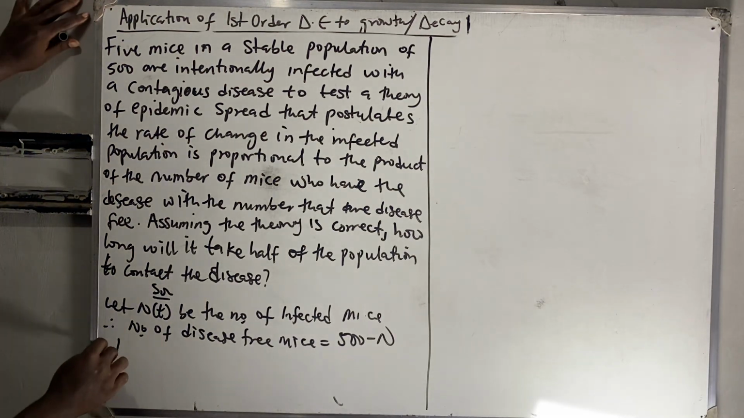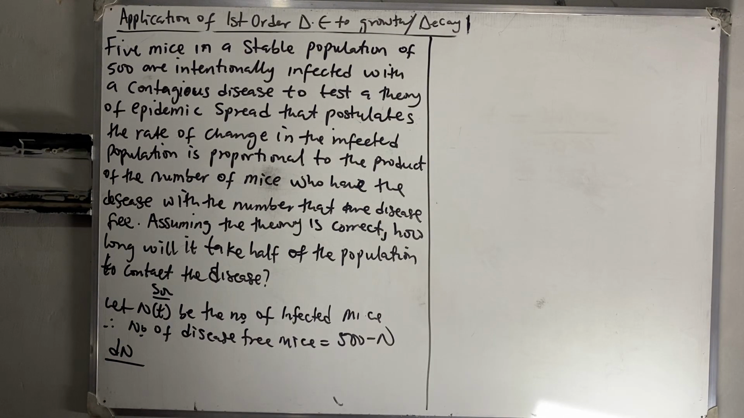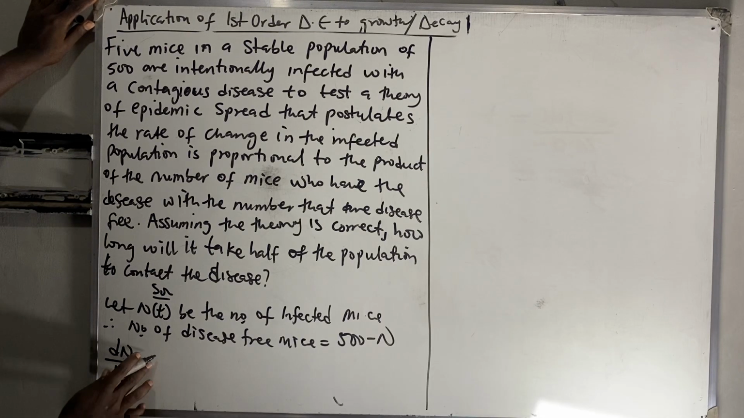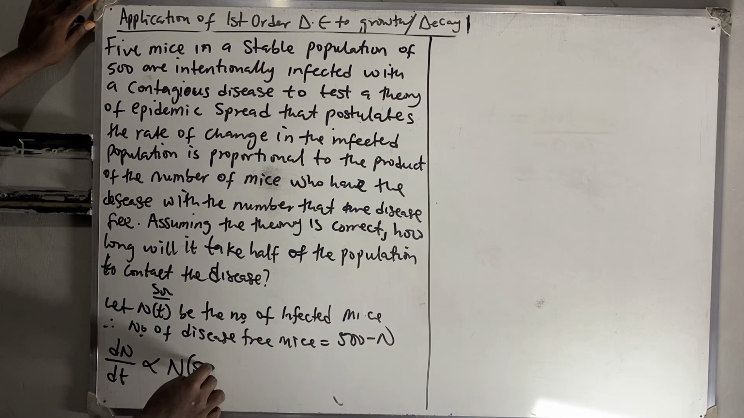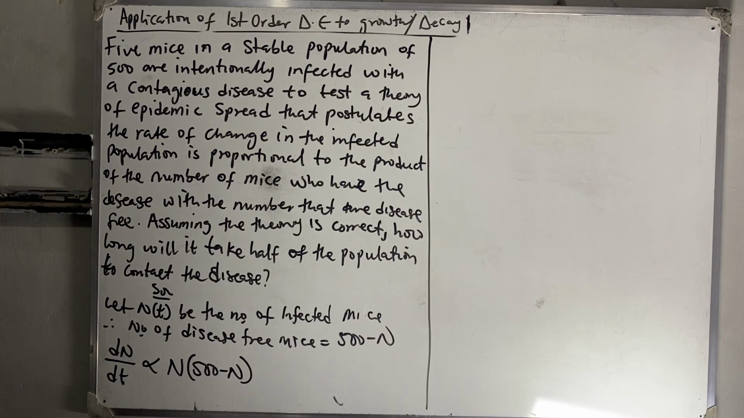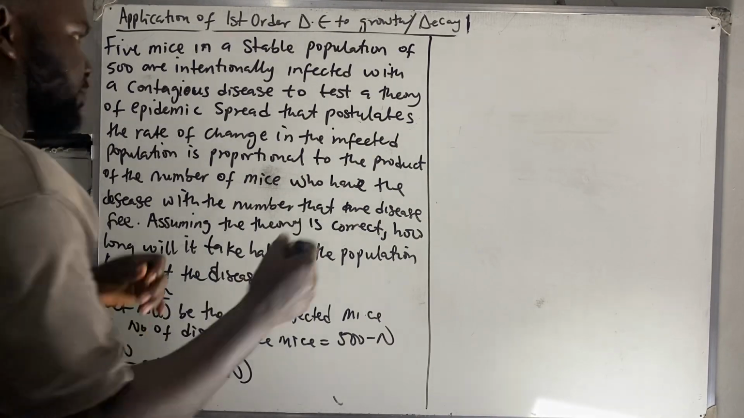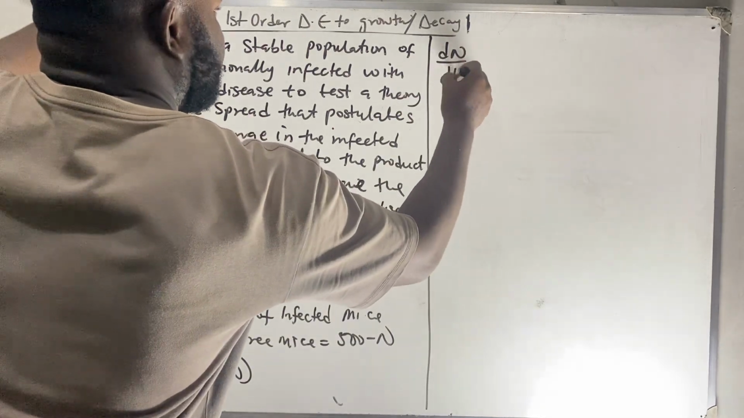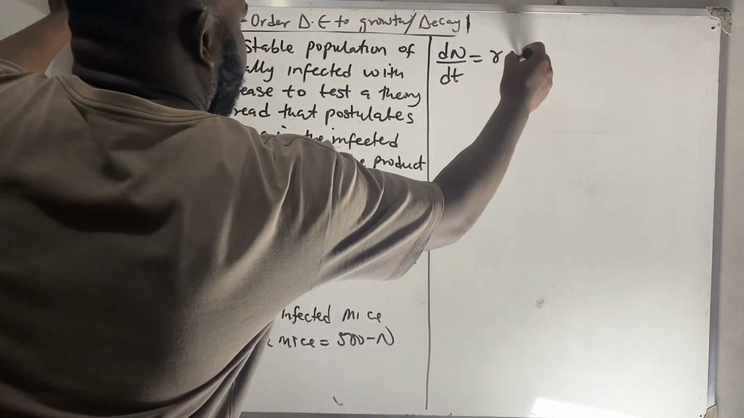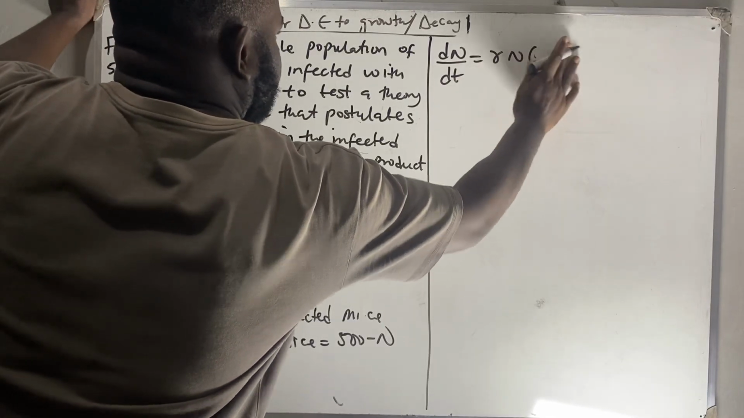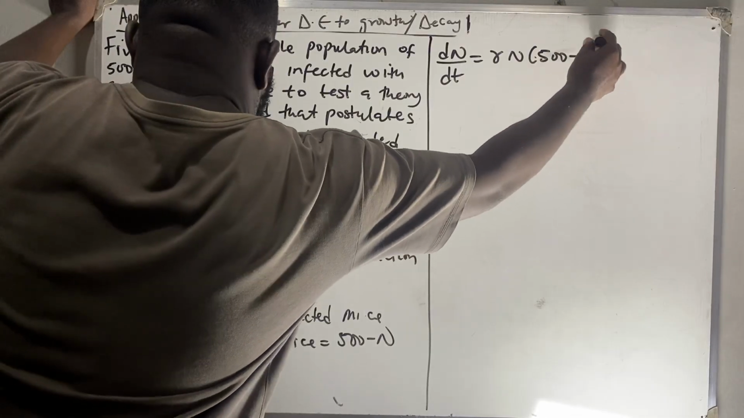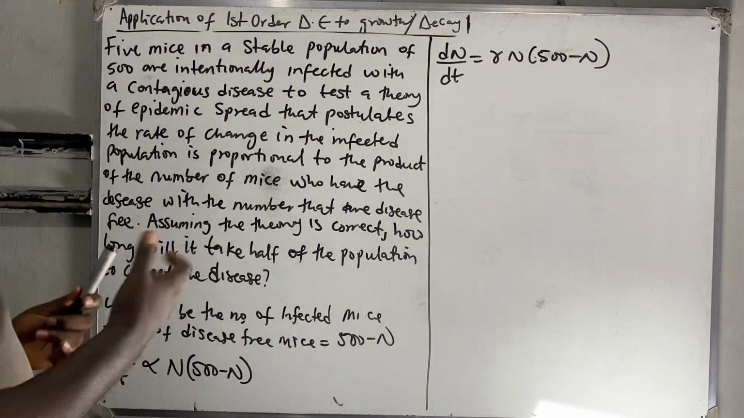And we are told that the rate of change of this is directly proportional to the product of those that are infected with those that are not infected. So that is what the theorem is postulating. Now, if I remove the proportionality sign, I am bringing in a proportionality constant. So therefore, dN over dt is equal to what? r N into 500 minus N.